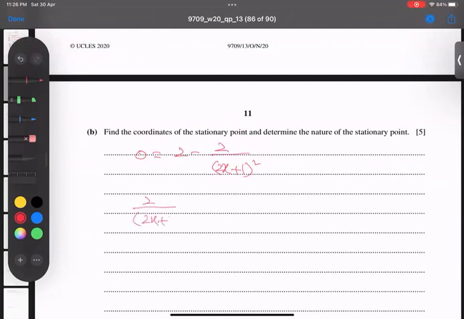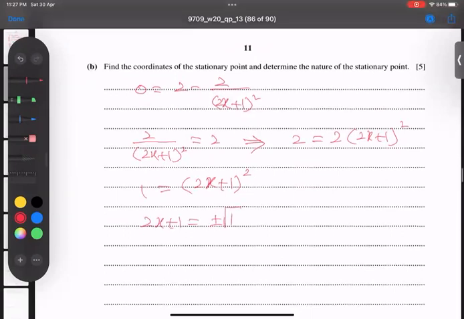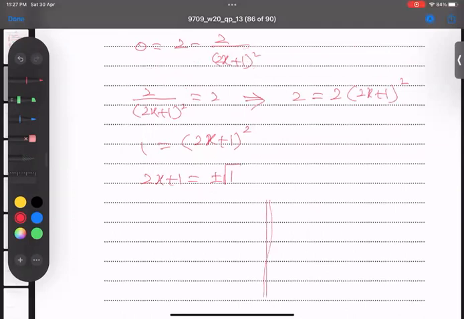So I get this, cross multiply, it multiplies there. So 2 times (2x plus 1) to power 2. This 2 divides, I get a 1. I get 1 equals (2x plus 1) to power 2. Now only one step, taking the square root of both sides. When I take the square root of both sides, I'm not going to get just 1, I get plus and minus root of 1. So here I'm getting 2 answers.